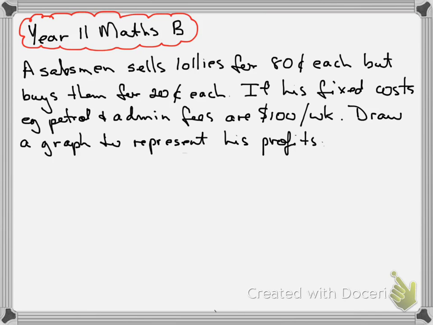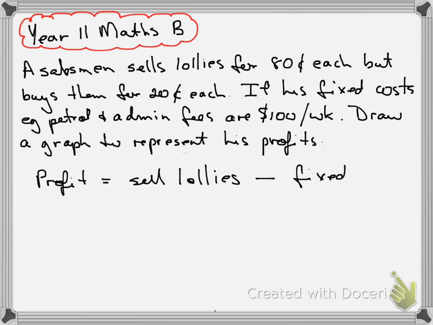Now, the way you attack this question is quite simply this. For him to make a profit, he needs to sell lollies and also take away his fixed costs. Now already we are starting to produce an equation.